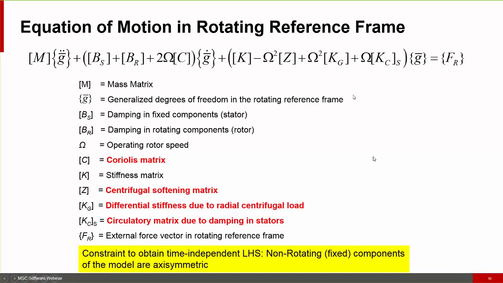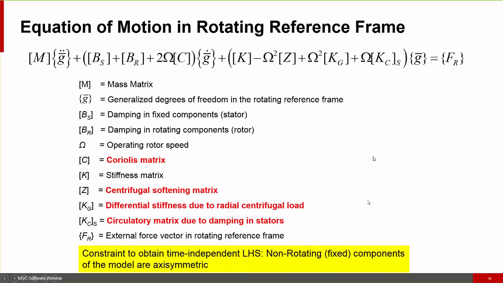Then there are the equations in the rotating reference frame, where now the geometric matrix becomes the Coriolis matrix, and we have also an additional centrifugal softening term in the formulation. And these are the constraints to obtain a time-independent left-hand side: the non-rotating, fixed component of the model has to be axisymmetric.